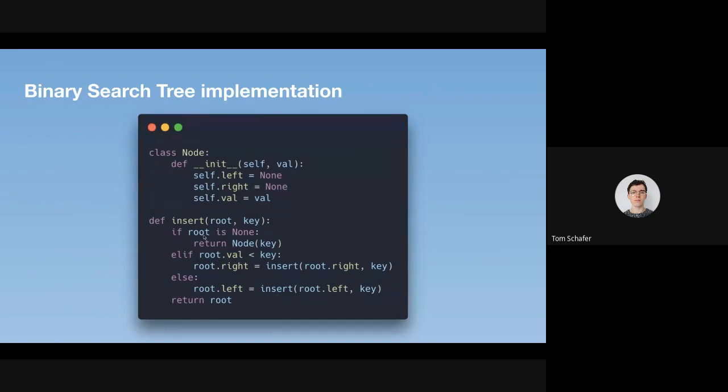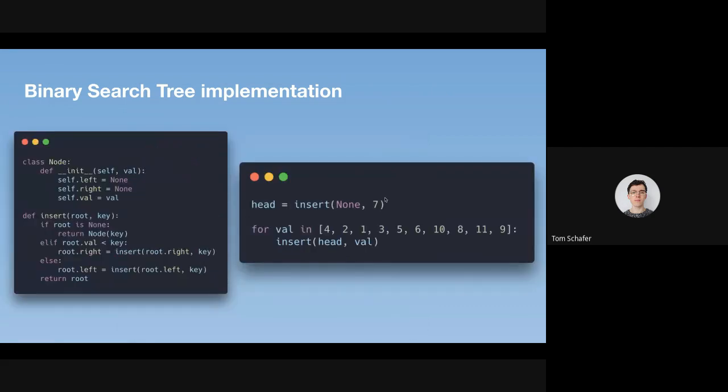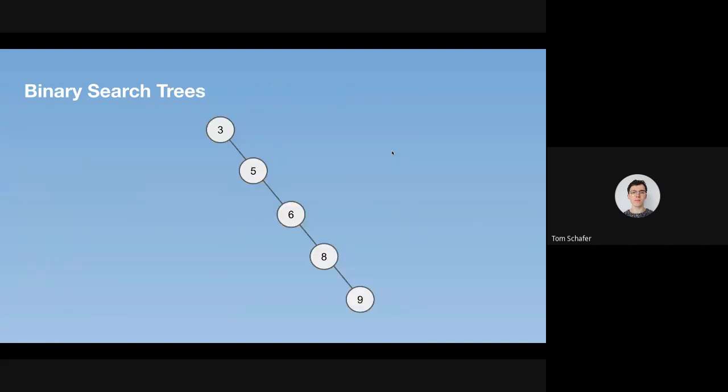Again, I won't go too much into this, but if there's no tree, you're just returning that node. And then you compare the key. So you either go right or left depending on the key's value, and then you're returning the root or head, basically the same thing. And so here's an example of how you would create that tree that we saw before. You find the head, and then for all of the values, you're just inserting them at the head.